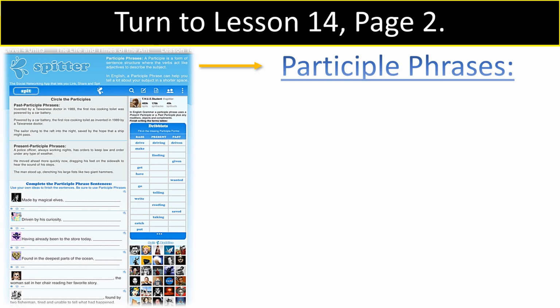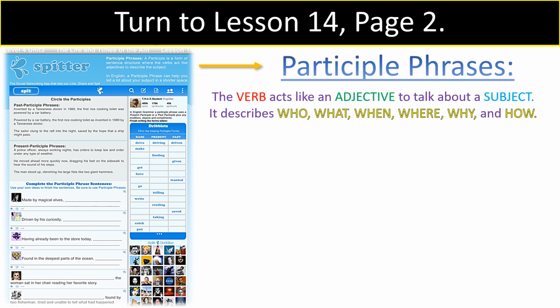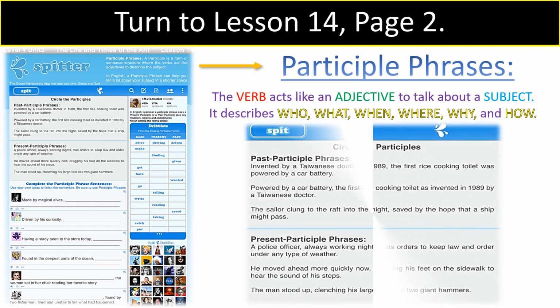A participle is a verb that changes according to the tense. So guys, what we're going to look for in a participle phrase. Now, a phrase is a group of words which can make sense on its own, but not always. A participle phrase is when the verb acts like an adjective to talk about a subject. It describes who, what, when, where, why, and how. Have a look at these examples. It says circle the participles. We're going to focus on past participle phrases. That means we are looking for verbs with ed. Of course, there are also irregular verbs, but we will focus on those when we get to them.